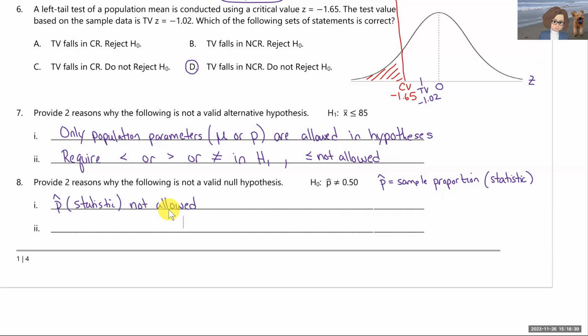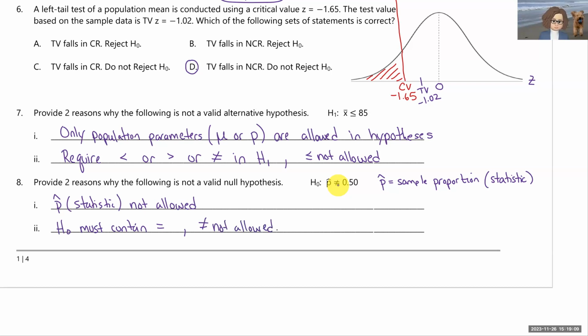And then again, oh, sorry, I almost had trouble reading it. So last one was H1, the alternative. This one is the null hypothesis. So in the null hypothesis, we are not allowed to have a not equal to. So H naught, the null hypothesis, must contain equality. Right, so not equal to, not allowed.